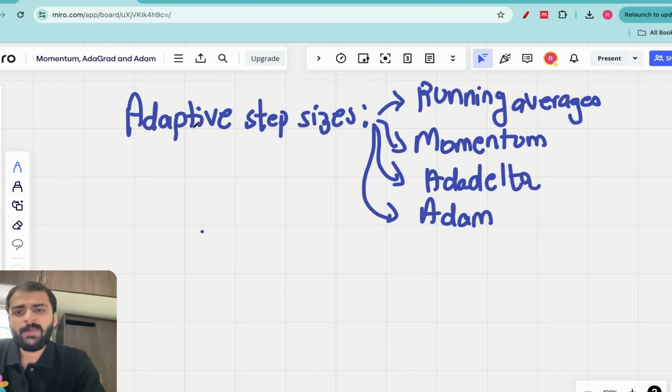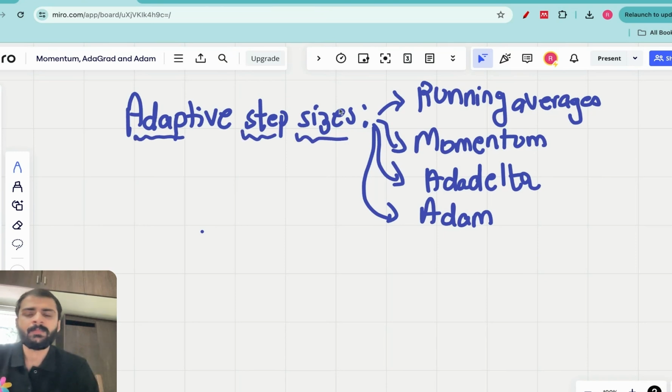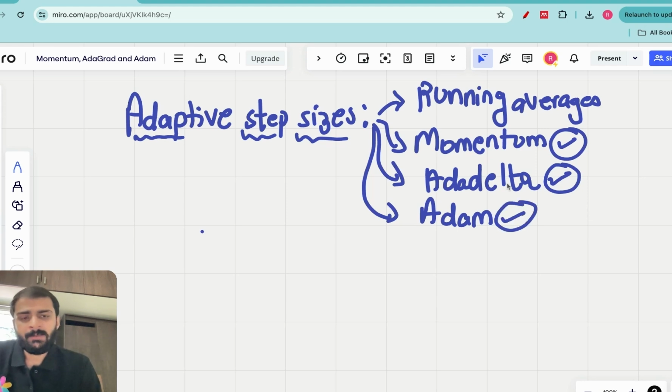Today is a very interesting lecture because today we are going to learn all about adaptive step sizes. In particular, we are going to look at three different methods. The first is momentum, the second is AdaDelta, and the third is Adam. Adam is right now the default optimizer which is used in training most of the machine learning algorithms. But to understand Adam, we need to go through a sequence. And the one concept which is underlying all of these three methods, momentum, AdaDelta, and Adam, is the concept of running averages.